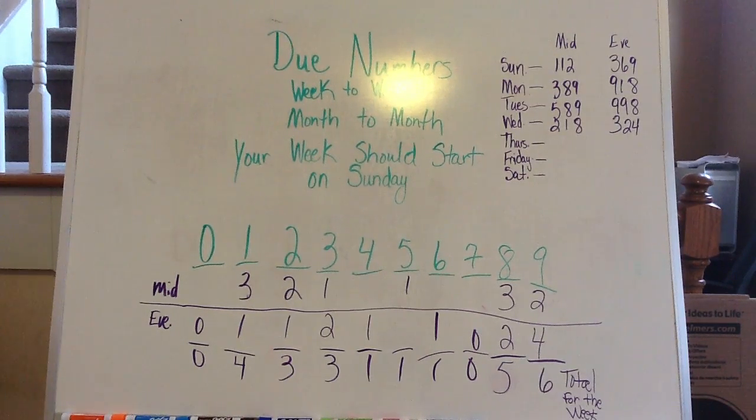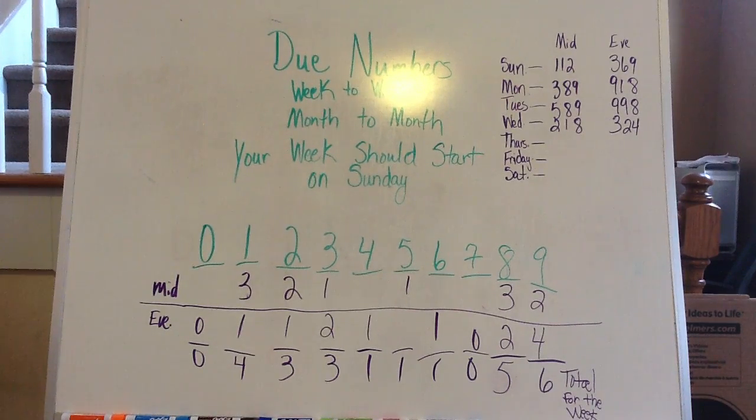Your week should start on a Sunday, meaning every Sunday your new week should start, and you should keep a tab of what number has fallen for that particular week. So just say if my week started on this Sunday, the number that fell was 112. And then Monday it was 389. Tuesday was 589. Wednesday was 218.